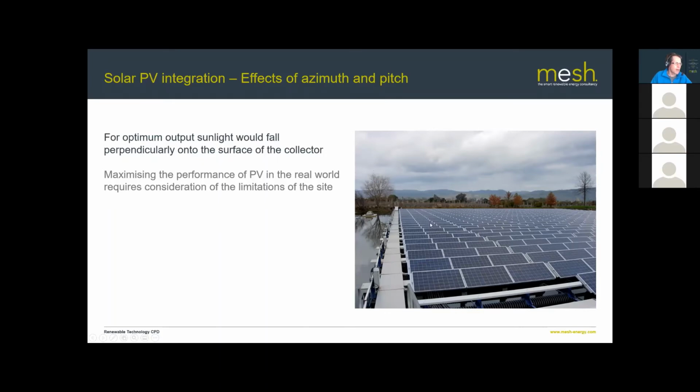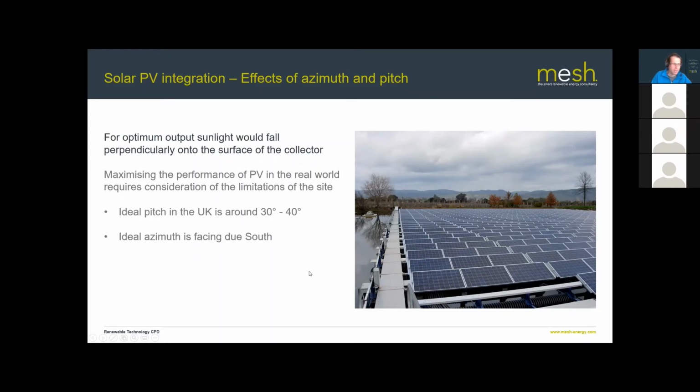Well, you need to think about the actual site itself. Obviously, there might be limitations to the site. This looks like it's actually a floating array, so shading is probably not going to be too much of a problem if it's sitting in the middle of a lake. But it might be that you can only face the panels one way because of a tree or because of the pitch of the existing roofs on a building or something else. So there are limitations to the site, but ideally you would have a pitch in the UK of between 30 and 40 degrees, and the panels would face absolutely due south.